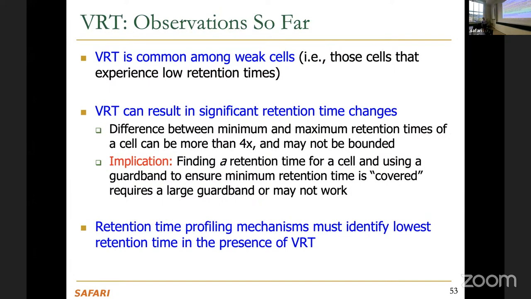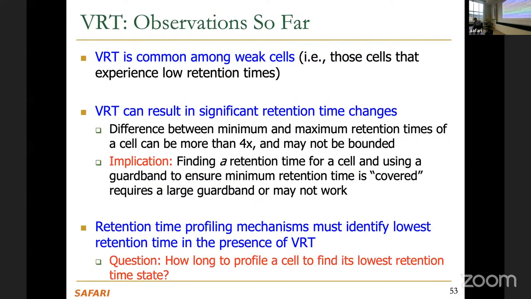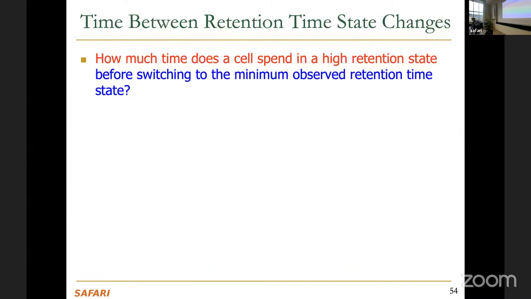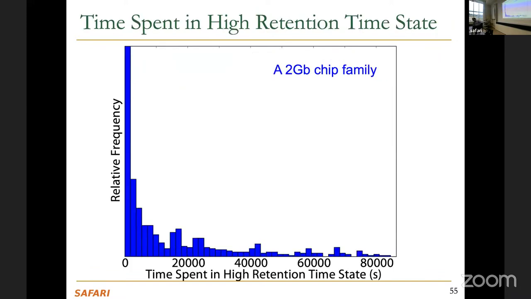The retention time profiling mechanism must identify the lowest retention time in the presence of this variable process, variable retention time. The question is, how long do you need to profile a cell to find the lowest retention time state? So we tried to answer this question also, meaning we basically wanted to see the time between retention time state changes. How much time does a cell spend in a high retention state before switching to the minimum observed retention time state? And this is real data from A's 2 gigabit chip family.